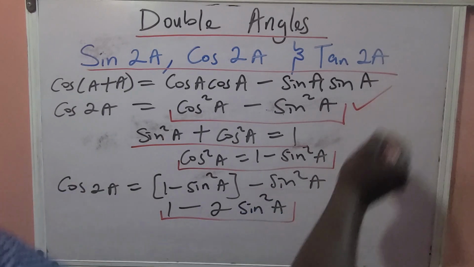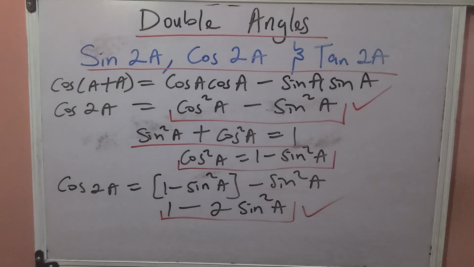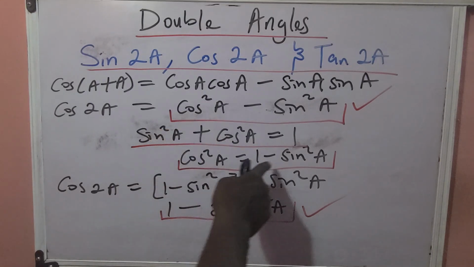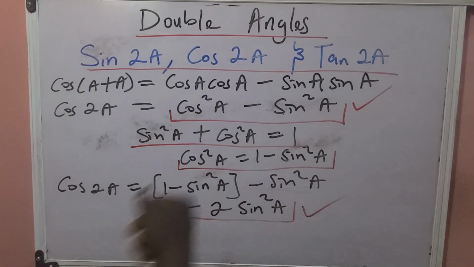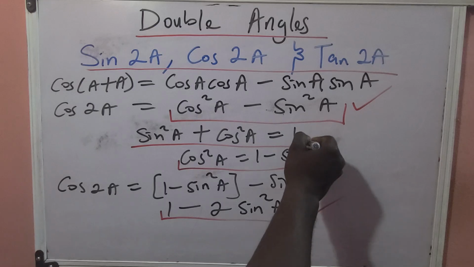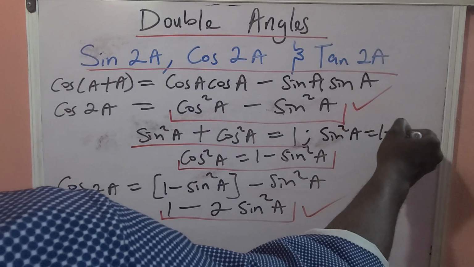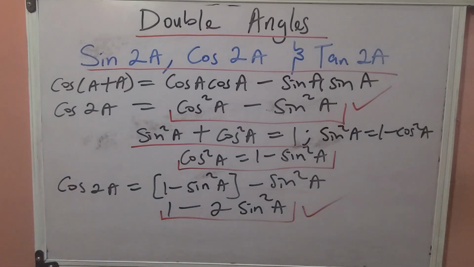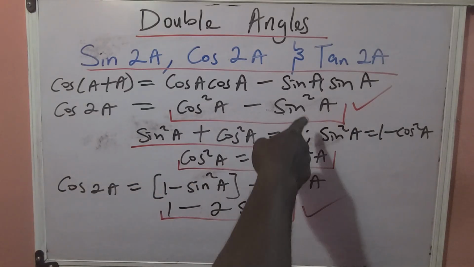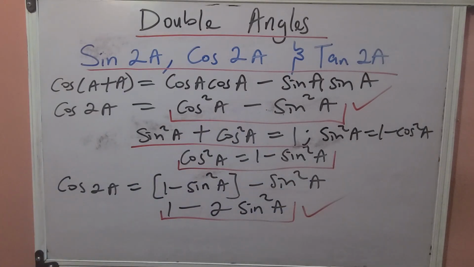So we have this very first form and we have this second form. But what if I decided to not make use of cos square A with 1 minus sine square A, and rather I decided to solve for sine square A, which was equals to 1 minus cos square A. So if I decide to replace sine square A with 1 minus cos square A, what's going to be the result? Obviously, I'll be getting a different form. Of course, still the same thing, but just in a different form.